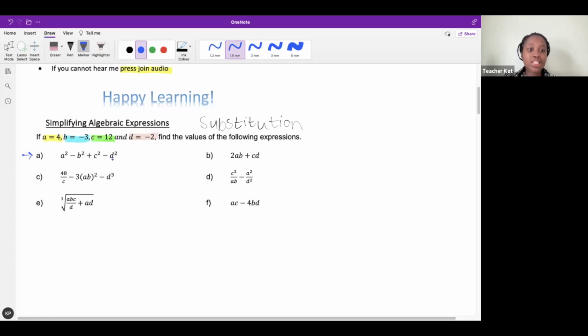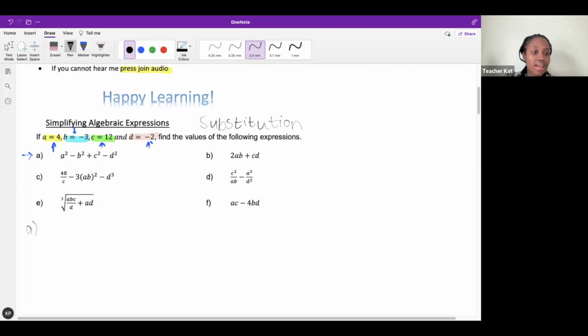Okay. Remember, expressions do not have an equal sign in the middle of them. It is just an expression. So this means wherever I see an A, I am going to substitute a 4. For B, I will substitute a -3. For C, it will be 12. And for D, -2. So let's get going. Let's start off with letter A. You guys understand what I mean?